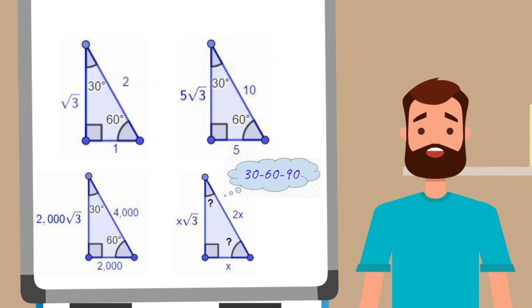Now that you've learned about the 30, 60, 90 triangle, you'll start to see it in lots of textbook examples and test questions, and understanding what we've learned here will help you to see lots of handy shortcuts.